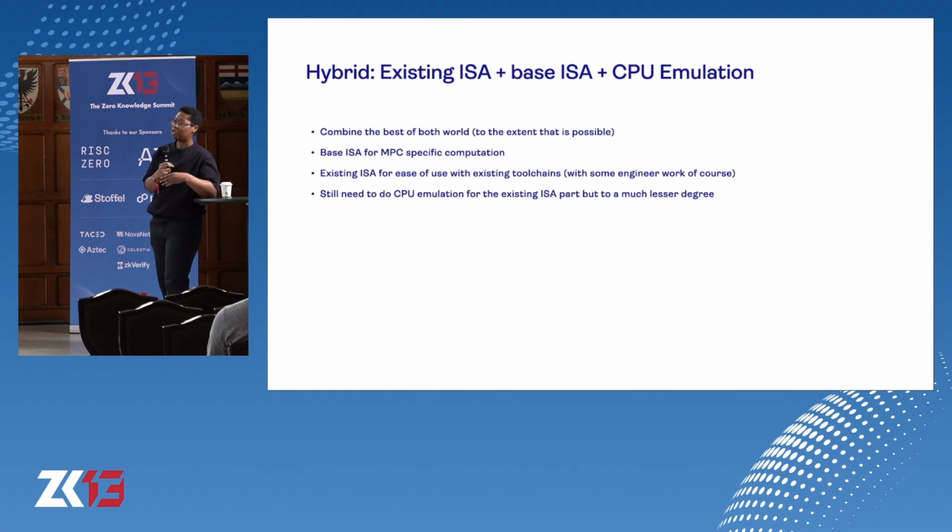And you still do CPU emulation over the existing ISA, but you've delegated a lot of the stuff that makes it expensive off to the base ISA. And so you get the best of both worlds, where you can reuse existing tooling. Obviously, you still need to change some stuff, but it's more amenable to what people are used to.